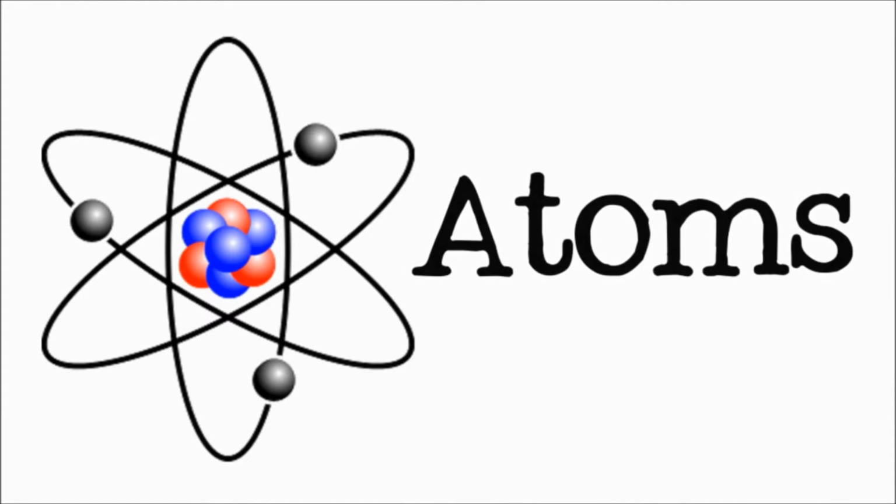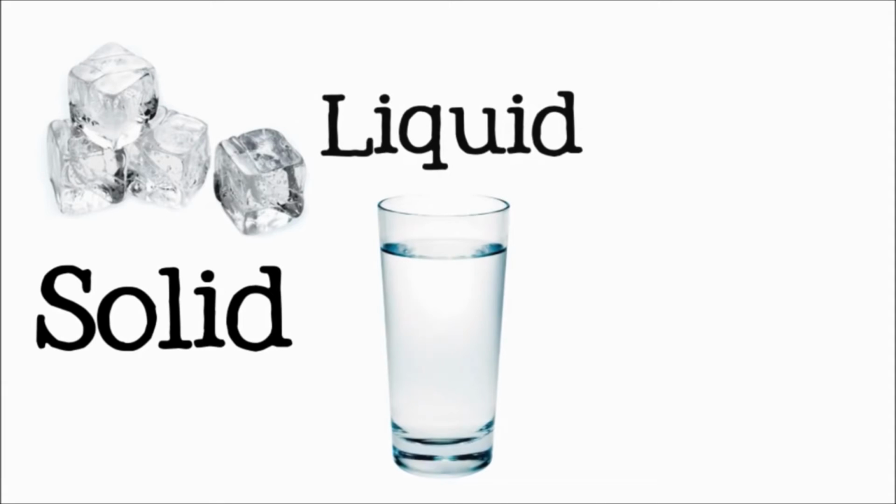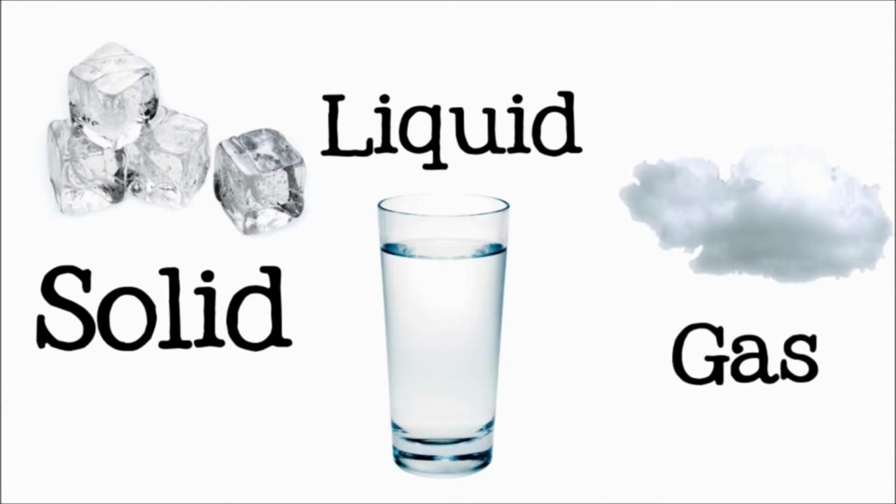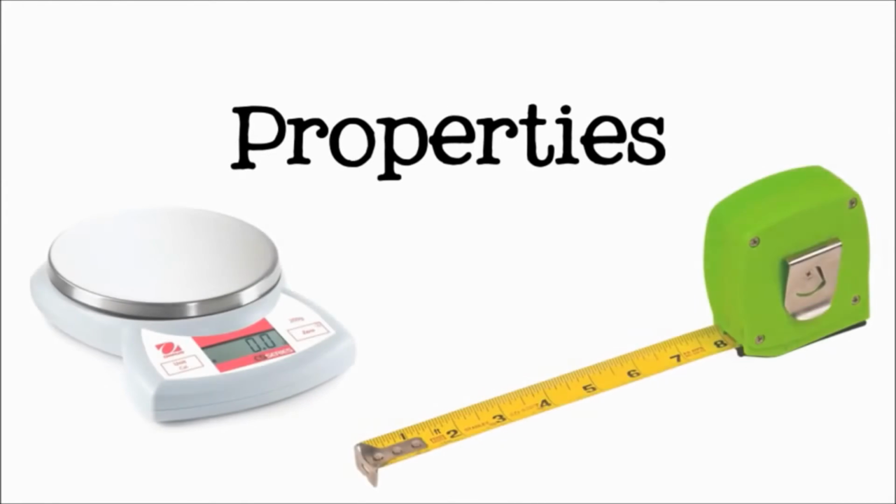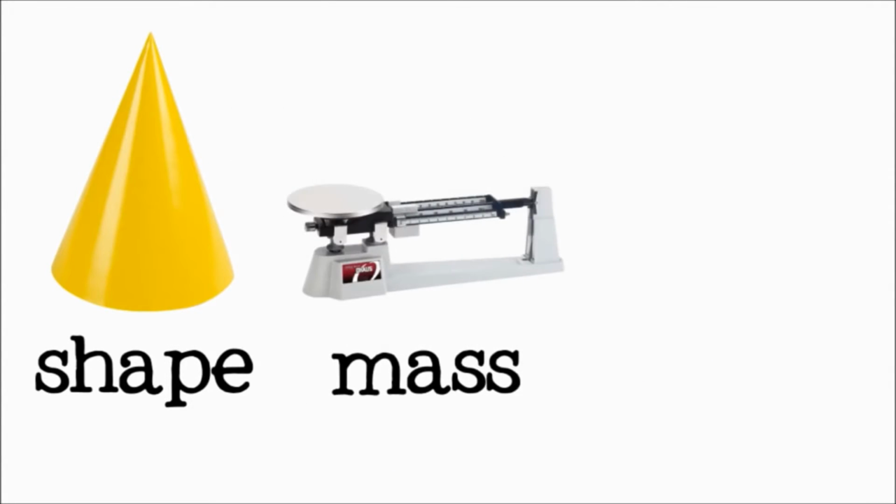Matter is made of tiny particles called atoms. Matter can be grouped into three main states: solid, liquid, or gas. To figure out which state of matter something is in, we need to examine its properties. A property is the way that something is that we can measure. The physical properties we will look at to determine state of matter are shape, mass, and volume.